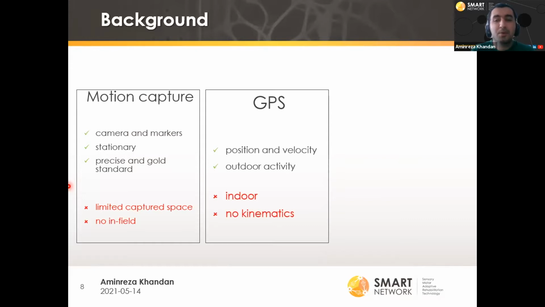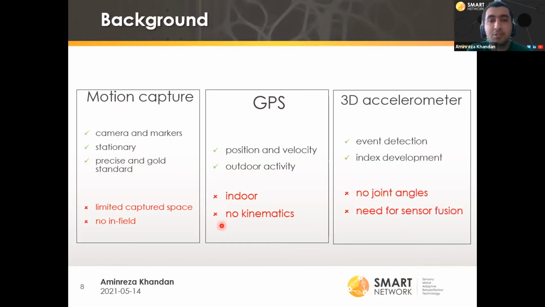One of the most preferred technologies for in-field assessment has been GPS until now. If you want to find the position and velocity of the player, it's a perfect choice, but it's perfect for outdoor activity. If you want to use it for indoor activity, the strength of the signal is not good. And also, if you want to find and calculate joint angles, it's not a perfect choice.